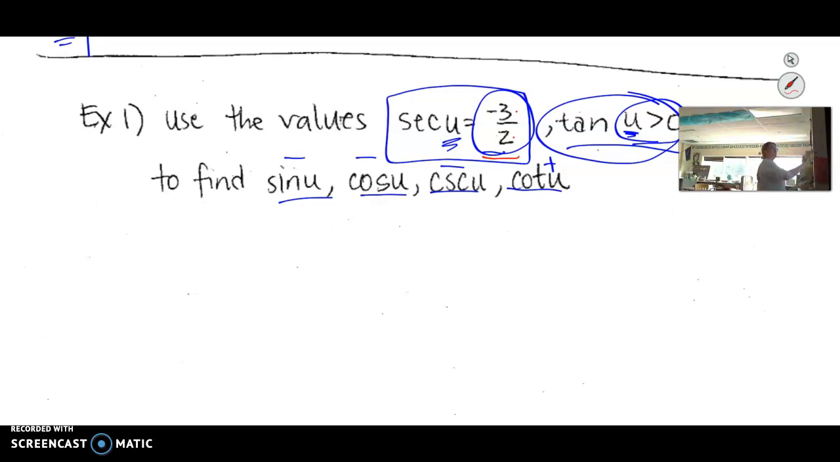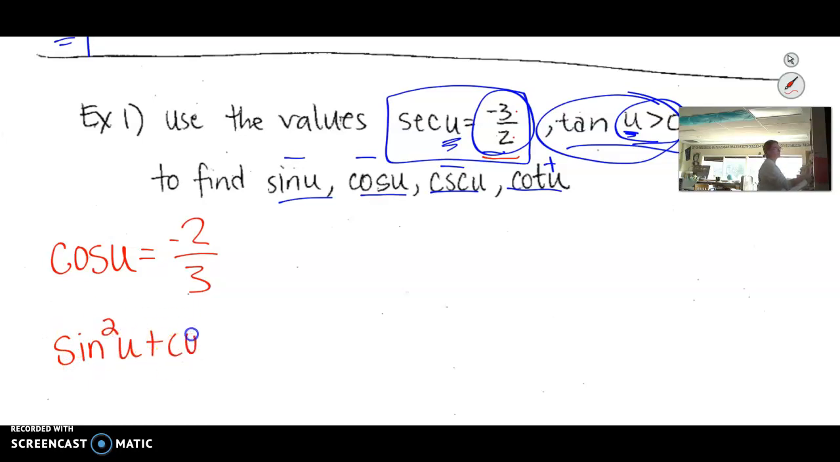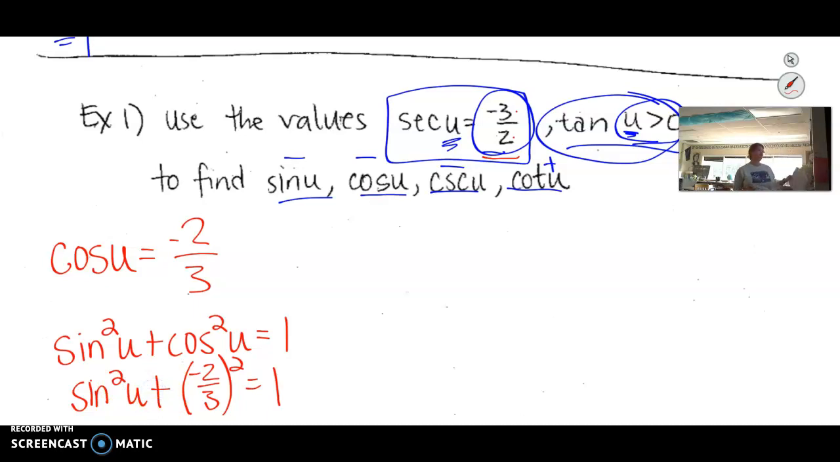Okay, so since the secant is -3/2, and we know that the cosine of an angle is the reciprocal of secant, that one is relatively easy. You're just going to take the reciprocal of -3/2 and you get -2/3. Okay, so then we're going to find the sine, and in order to find the sine of that angle, you can use this identity, sine squared of u plus cosine squared of u equals 1, and that's the Pythagorean identity. We know that the cosine is -2/3. I'm going to square that because it's cosine squared, and I'm going to take this identity and solve that for sine of u.